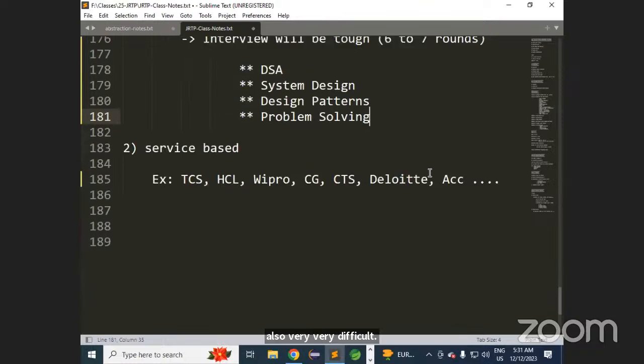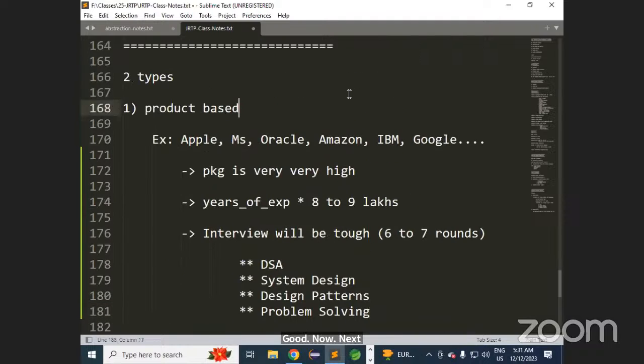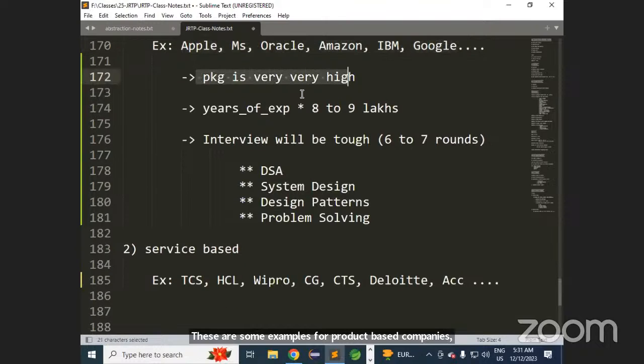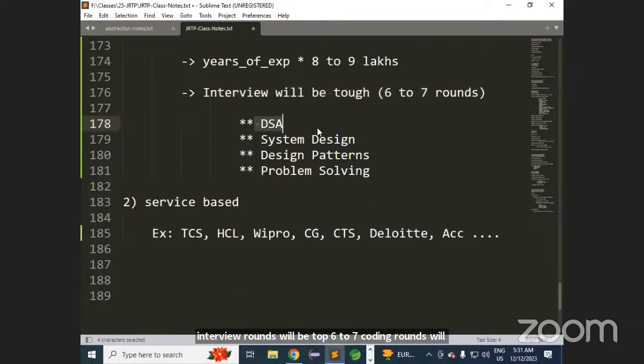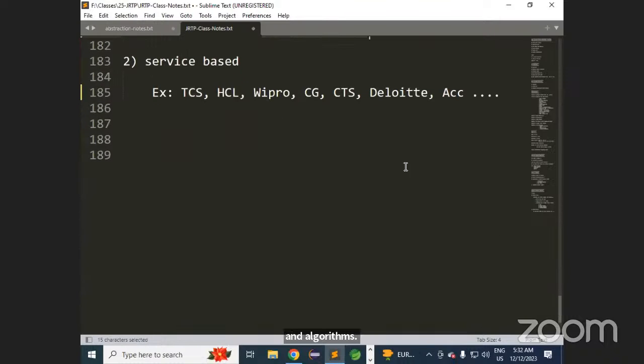Good. Now, next one, product-based company. The company will develop the project and will sell that project to the customers in the market. Any company that is developing a project and selling it to the customers in the market is called a product-based company. These are some examples of product-based companies, right? The package is very, very high. Your years of experience multiplied by 8 to 9 lakhs package they will offer. Interview rounds will be tough. 6 to 7 coding rounds will be available. Mainly they will focus on data structures and algorithms, system design, design patterns, and problem solving. Our favorite.